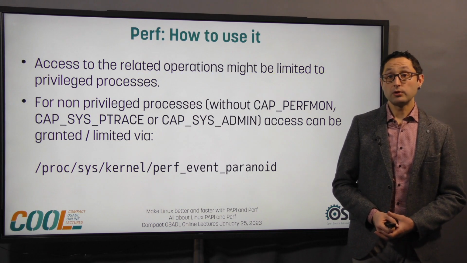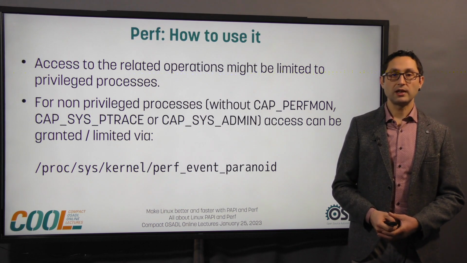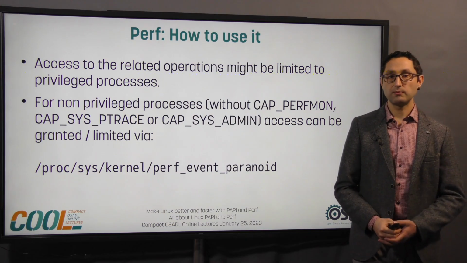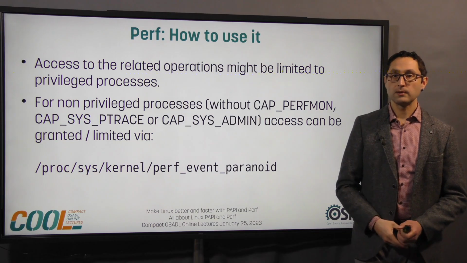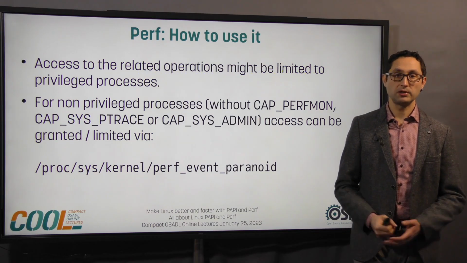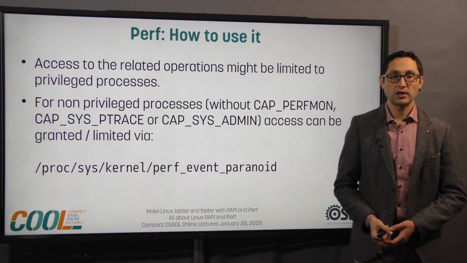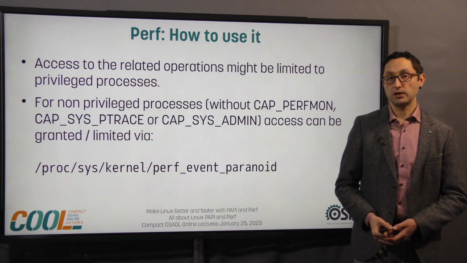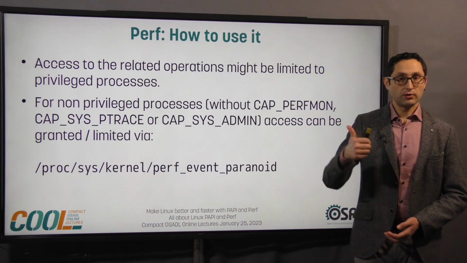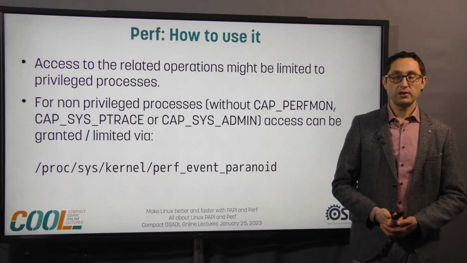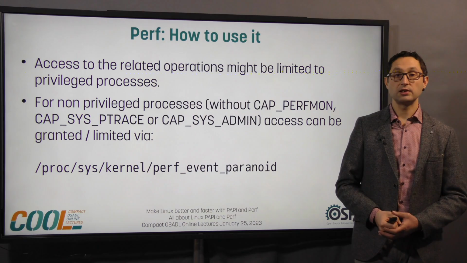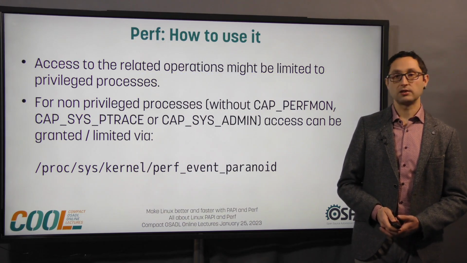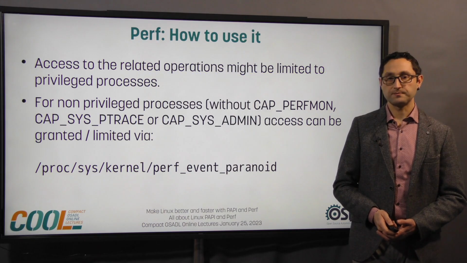When we want to use perf, we have to keep in mind that the access to related operations might be limited to privileged processes. So at the end of the day, we either need to be root or our process needs specific capabilities like CAP_PERFMON, CAP_SYS_PTRACE, or CAP_SYS_ADMIN. If I'm neither root nor my process has these capabilities, the system administrator can grant me access to this functionality with the perf_event_paranoid setting, which is accessible via procfs.